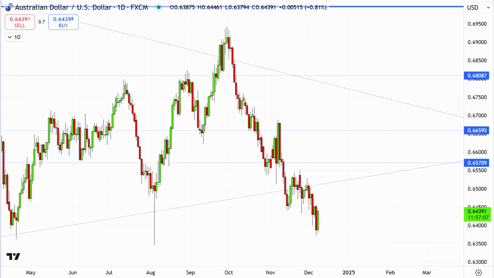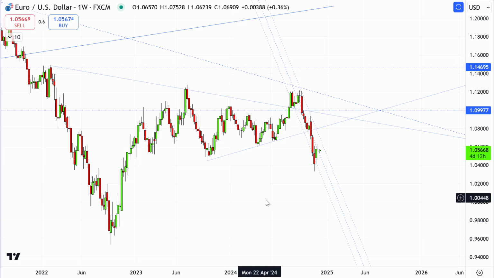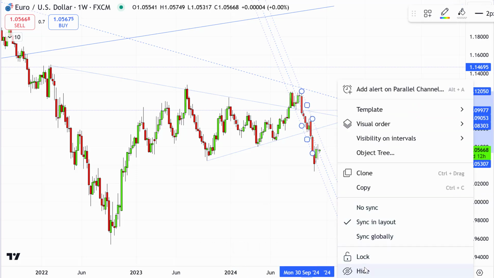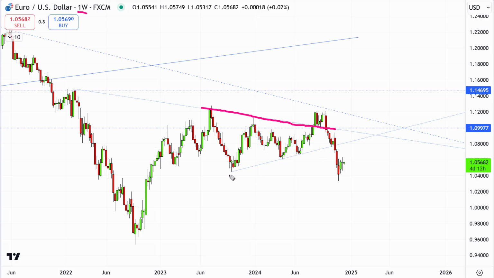Actually, I'm going to go to the euro, because there's been one on the euro just recently. Let's just get rid of this. So just hide that. Hopefully I've got a load of trend lines on here, so you have to ignore some of them. This is on a weekly time frame. Can you see this? There's a trend line there and here as well. So we had a symmetrical triangle here on the weekly chart.